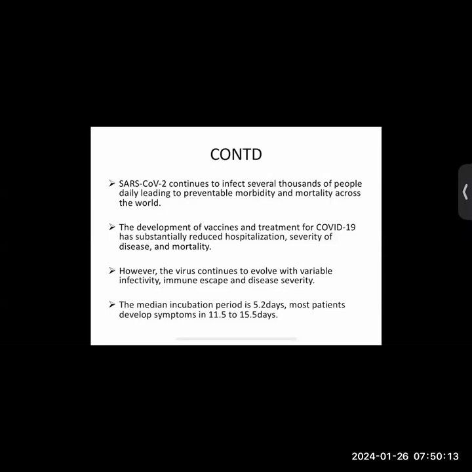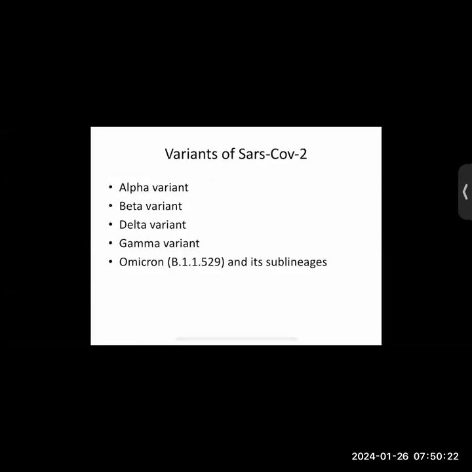The median incubation period is said to be 5.2 days, but most patients are said to develop symptoms within the period of 11.5 to 15.5 days. Next slide, please. There are variants of SARS-CoV-2. We have the alpha variant, the beta variant, delta variant, gamma variant, and the Omicron. Next slide, please.